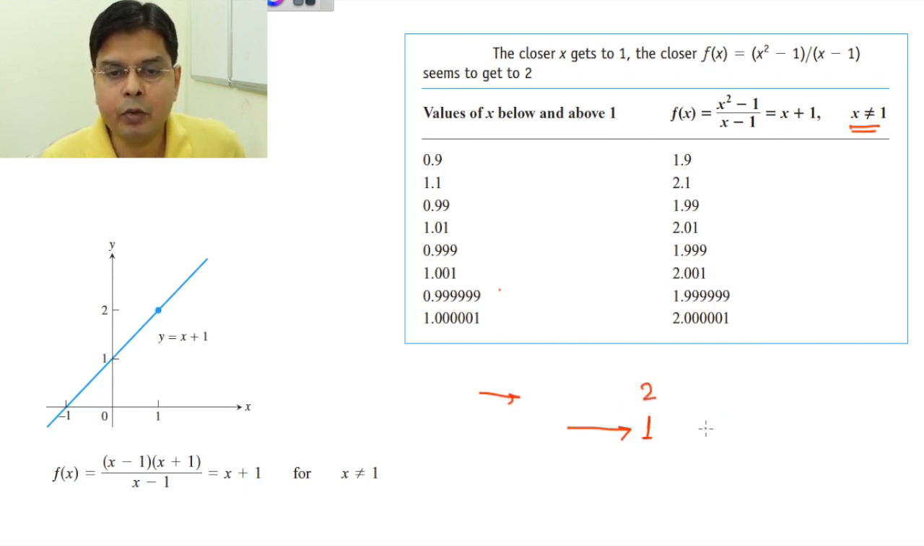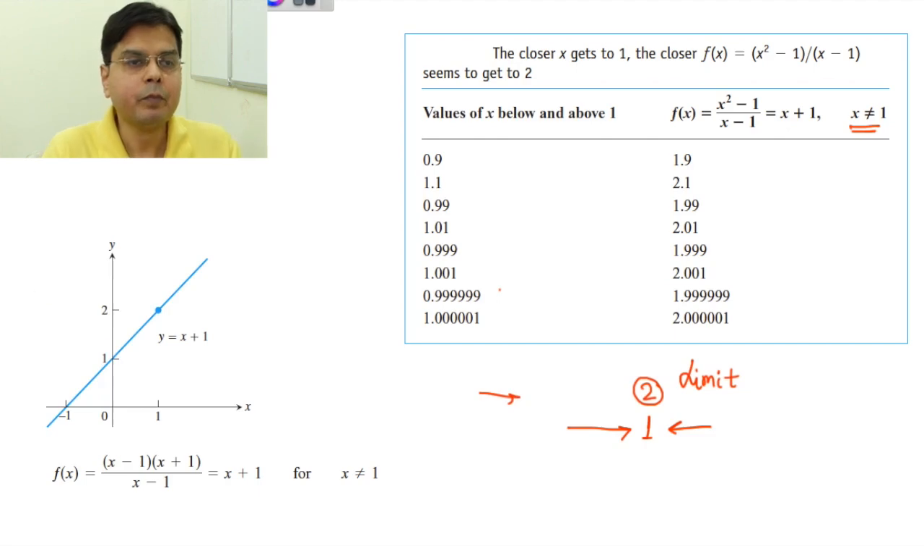Similarly, as I go closer and closer to 1 from the right side, that is from above 1, from the point 1 plus, then also it goes closer and closer to 2. So when I draw the curve, f(x) = x + 1 for x not equal to 1. So I can say that this 2 is my limit. This is the definition of a limit, which I will define now.